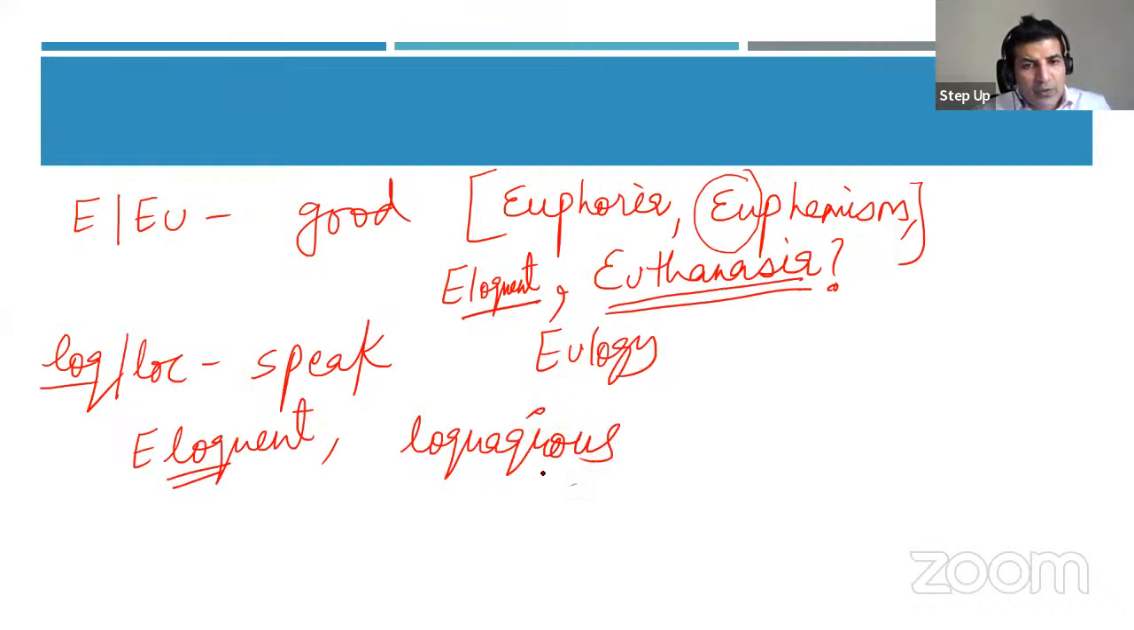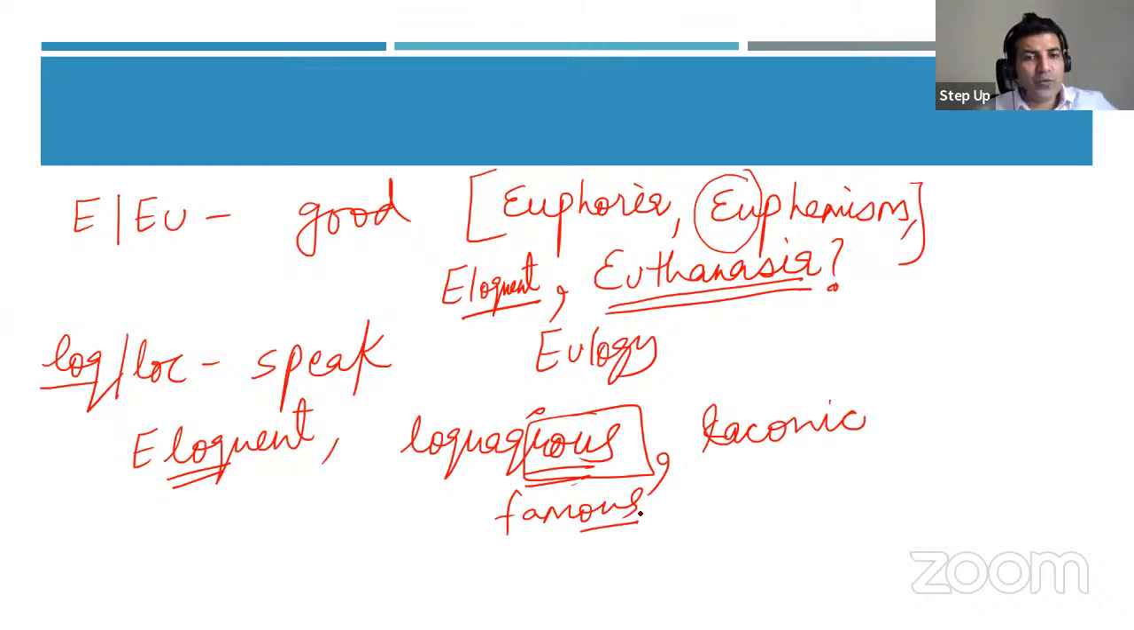Some people like to talk a lot. They use too many words. Some people are very, very crisp, to the point. So those people are called laconic. For example, loquacious: OUS is actually a root. For example, if you say famous, OUS is a root which means full of fame. Full of.